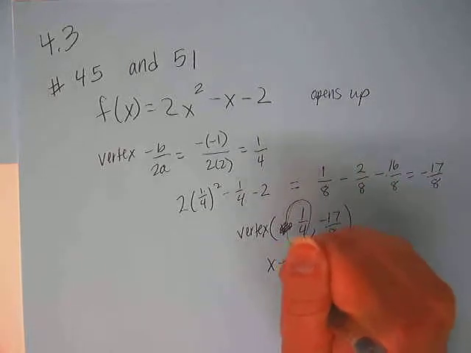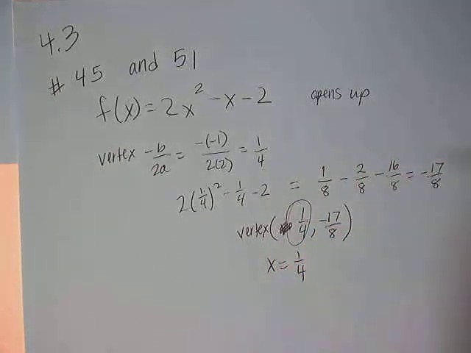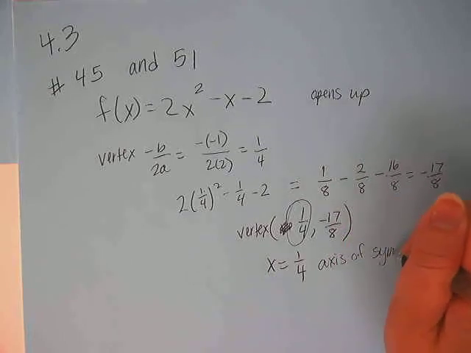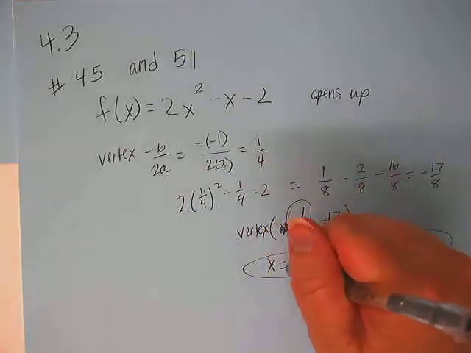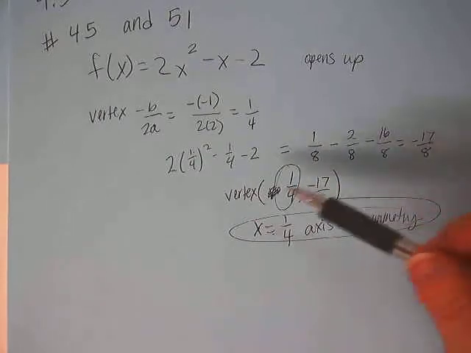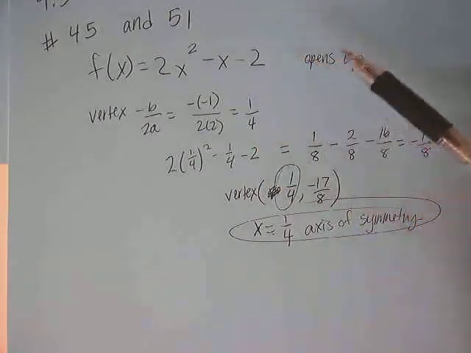Axis of symmetry is simply this number, except you have to write it in the form x equals 1/4, right? Yes. The axis of symmetry must always be written in the form x equals. The answer is 15/8. Okay, what have I done wrong?